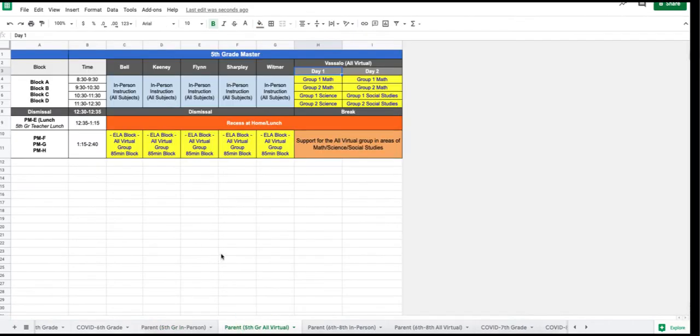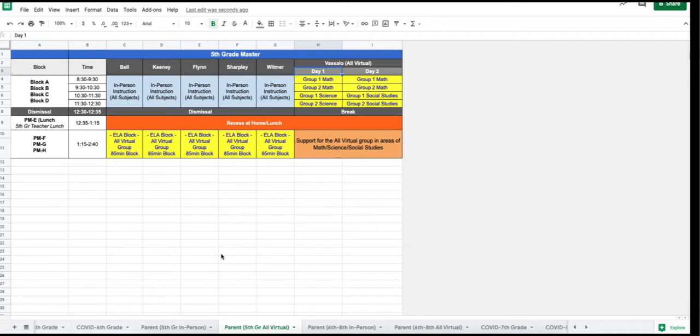Now we'll go over and look at the all-virtual schedule. All right, so for 5th grade, we are taking that group of all virtual students. These are students that are not coming into the school at all, so they'll get all of their instruction remotely, online, virtually. We're taking that big group and dividing it into 2 smaller groups. Mrs.